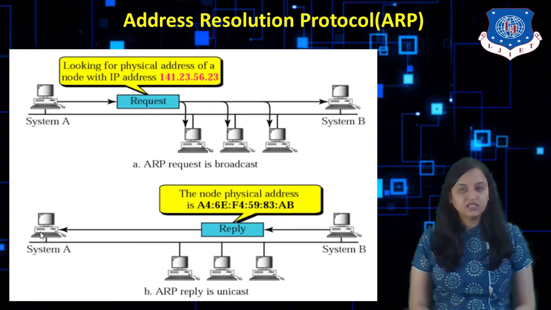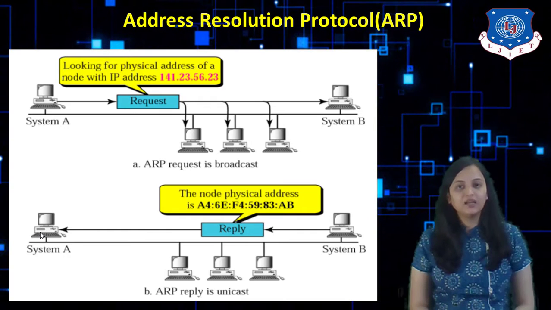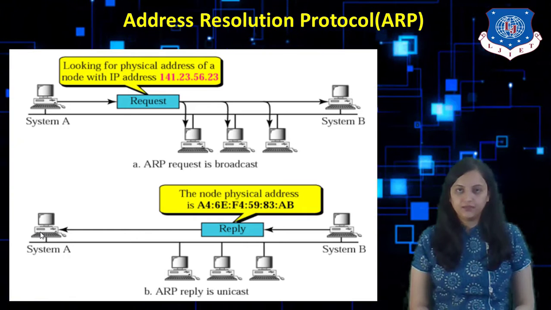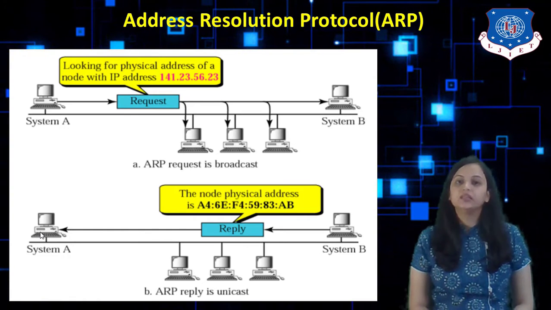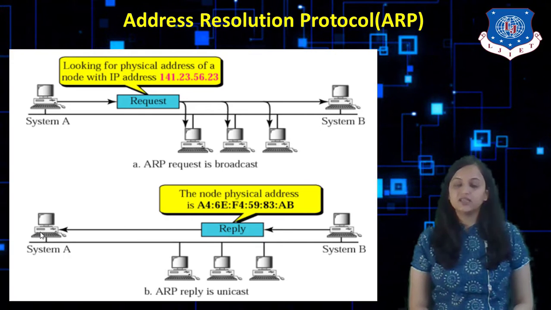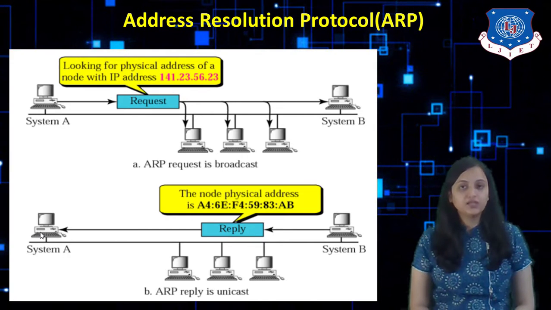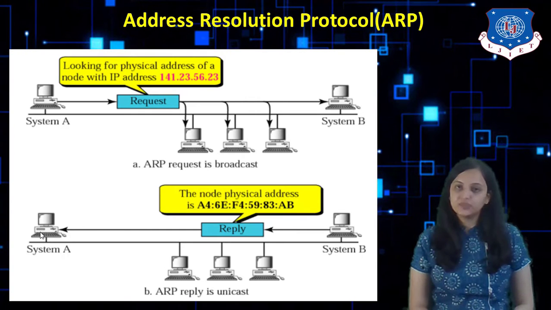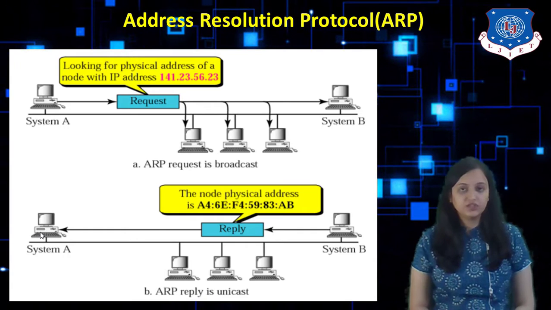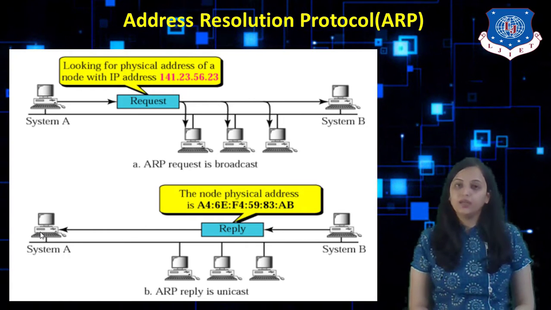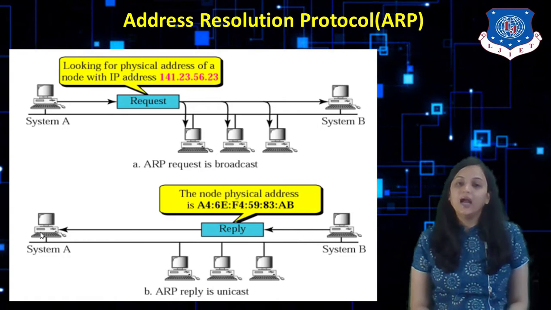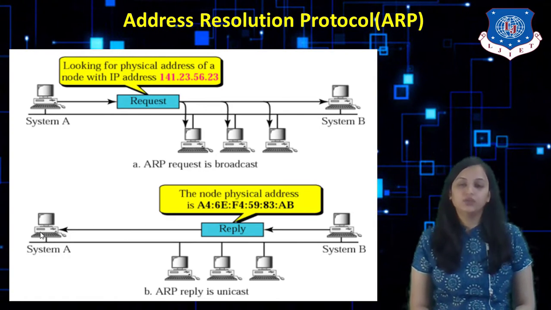Whenever any device gets this packet, it will match that IP address to the request packet. If it does not match, it will drop the packet. As you can see, the request packet goes to all the devices. The other three devices which do not have the same IP address as system B will drop this packet, discard it, and at system B, as the IP address matches, after getting the ARP request packet, it will attach its physical address to that packet and give the reply.